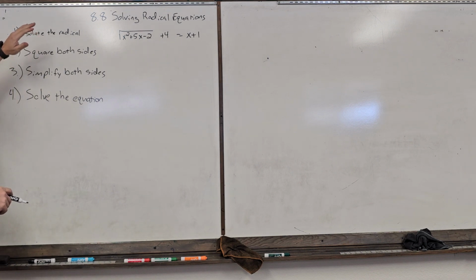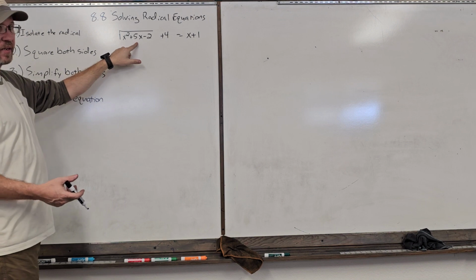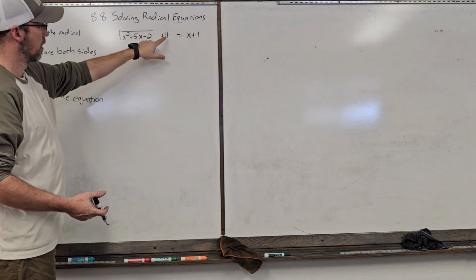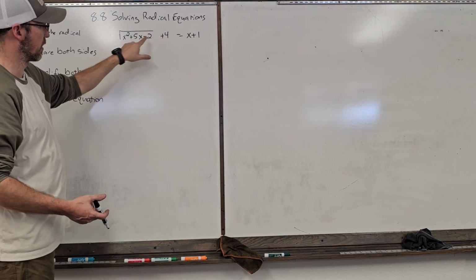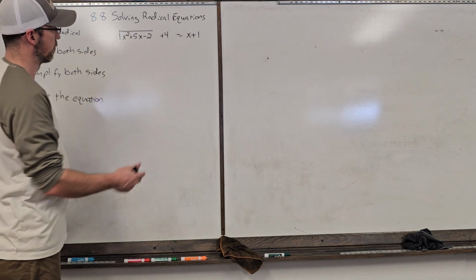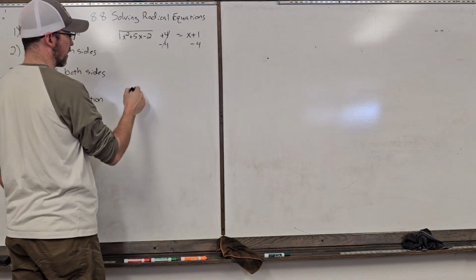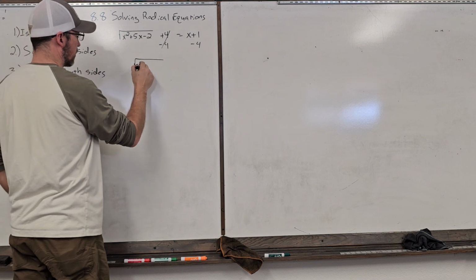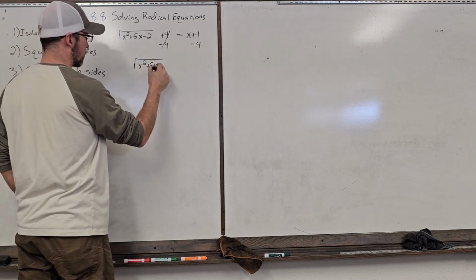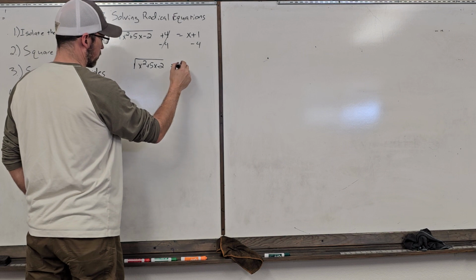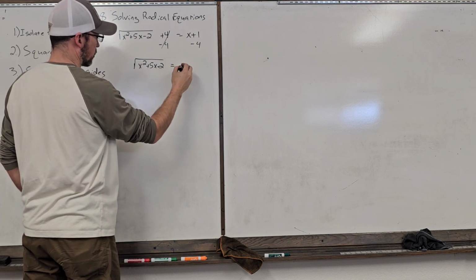Alright. Step 1 is still isolate the radical. My radical has a quadratic under it, so it looks ugly. I need to get rid of that plus 4 first. I need this radical by itself. Subtract 4 from both sides. Those cancel, and I get the square root of x squared plus 5x minus 2 equals x, since 1 minus 4 is minus 3, so x minus 3.